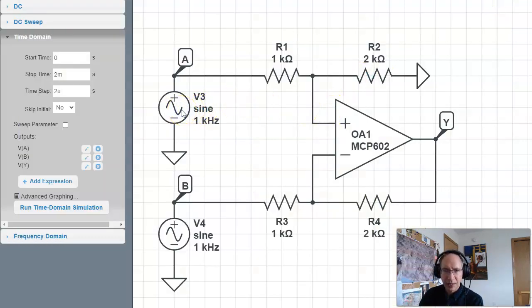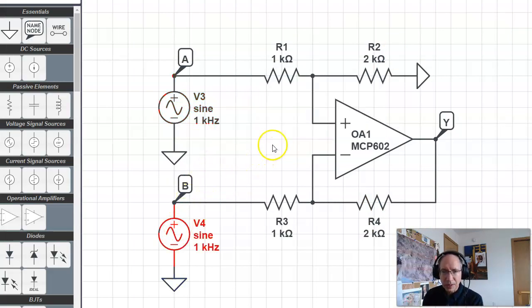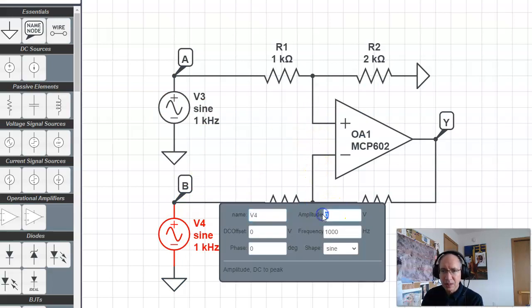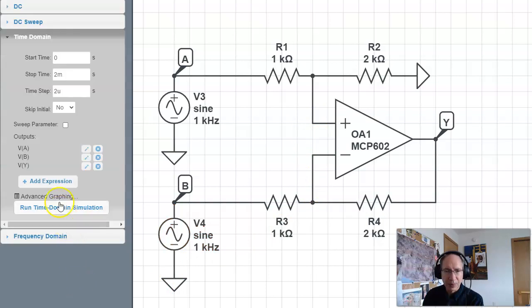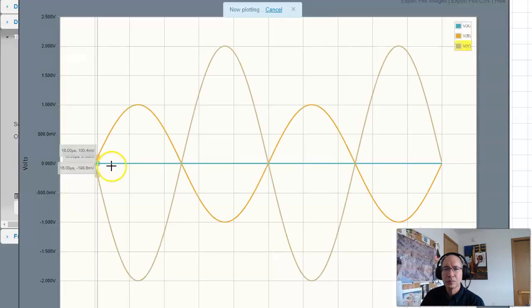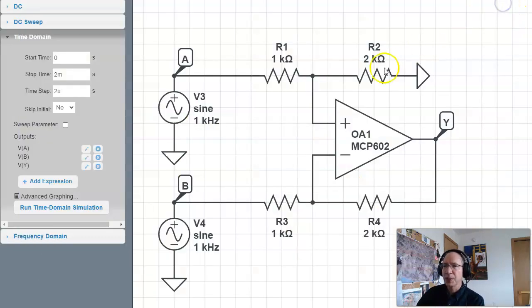I'll turn off A. Turn on B. And let her fly. Again, it's inverted. That's the gain of minus. The input is 1 volt. The output is -2 volts. The gain is -2. So it's +2A minus 2B.